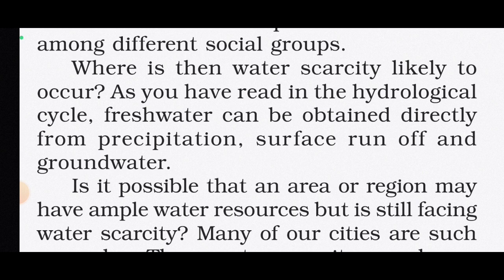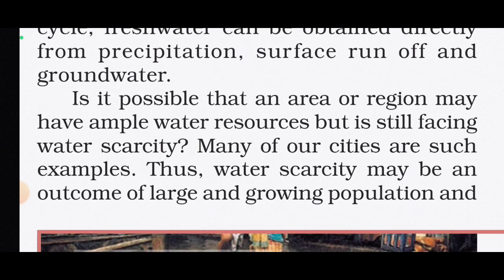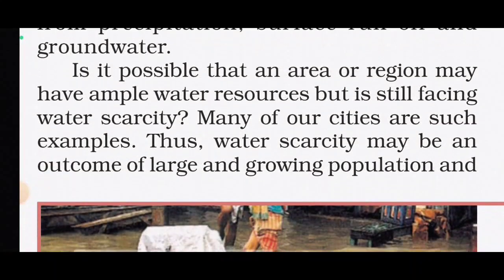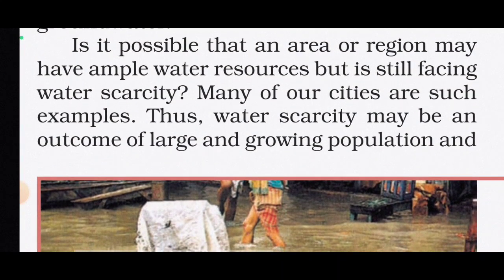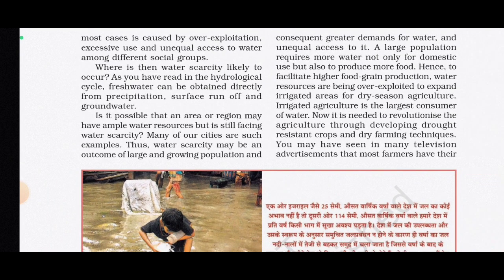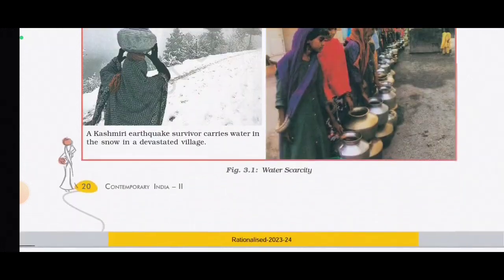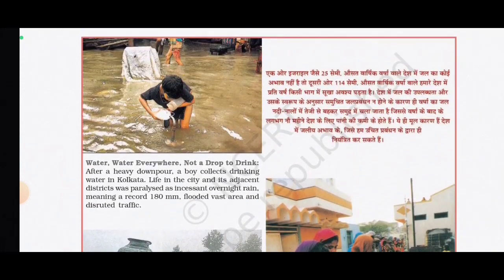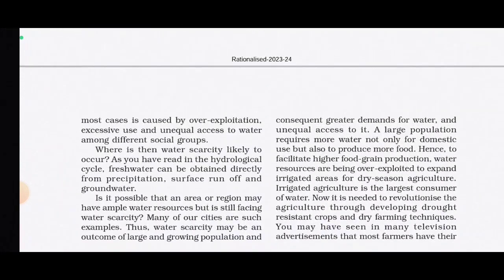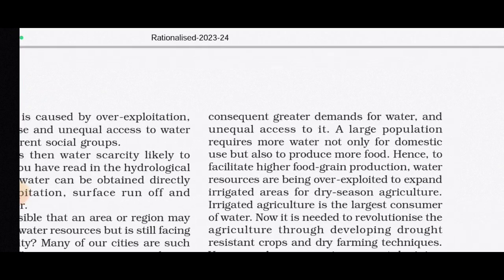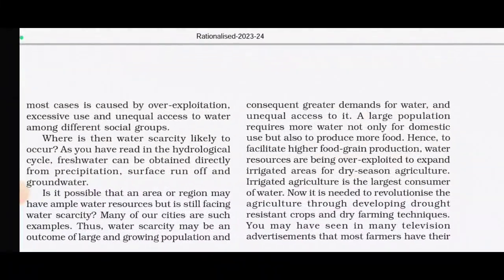Where is then water scarcity likely to occur? As you have read in the hydrological cycle, fresh water can be obtained directly from precipitation, surface runoff, and groundwater. Is it possible that an area or region may have ample water resources but is still facing water scarcity? Many of our cities are such examples. Thus, water scarcity may be an outcome of large and growing population and consequent greater demands for water and unequal access to it. Pictures are shown to explain the concept of water scarcity.